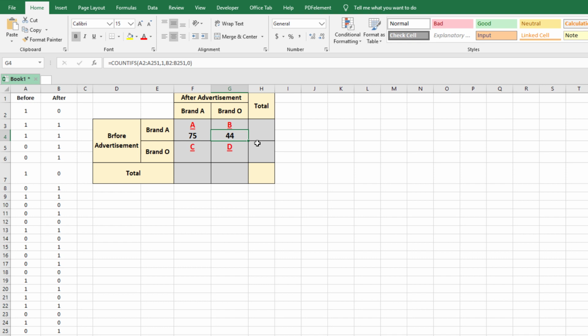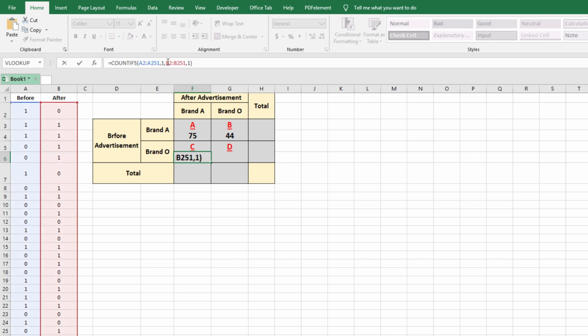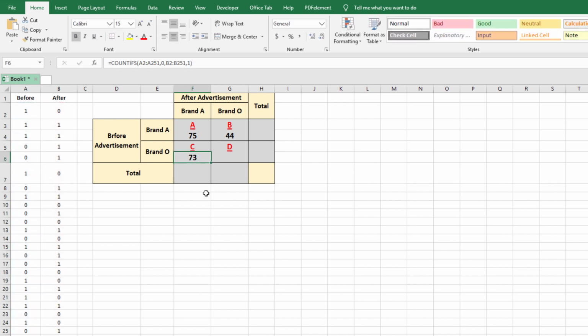Here we need to count before other brand but after our brand. How many shifted to our brand? We are going to count again. Copy the same equation here and change from other, that means from 0 to 1, with no change for the other column. From other brand to our brand. How many? 73. After the advertisement campaign, 73 customers shifted from other brand to our brand.